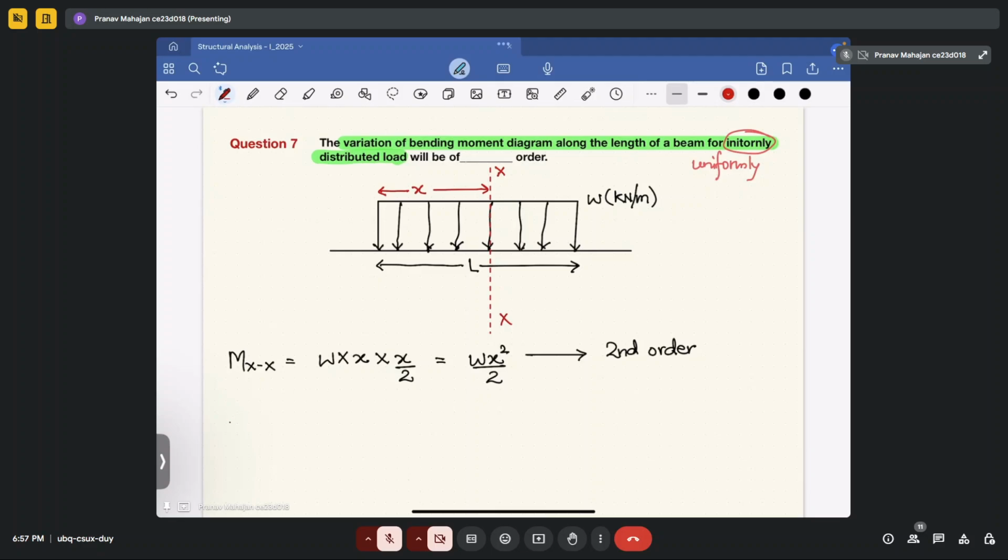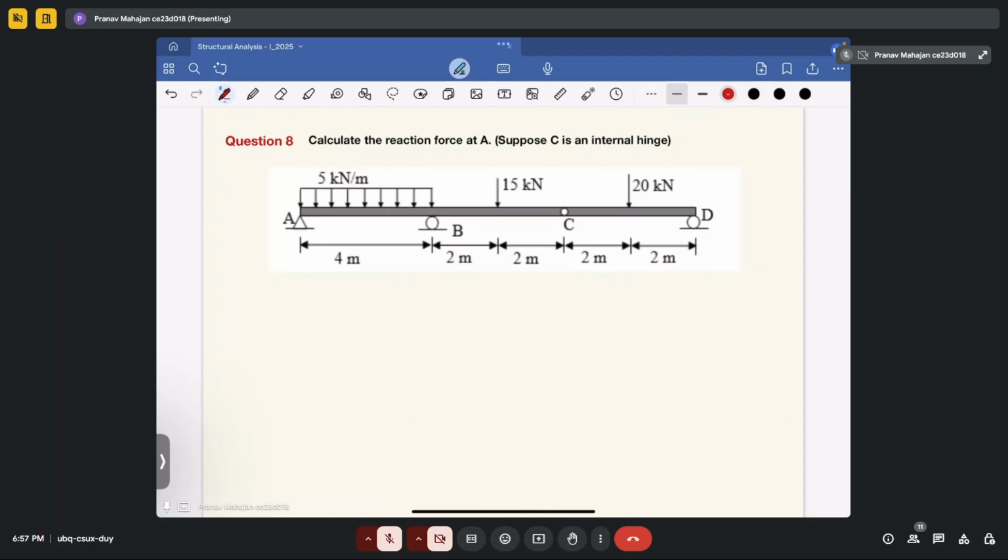So the variation of the bending moment diagram for uniformly distributed load will be of second order. Fine. Okay, so let's move to another question.